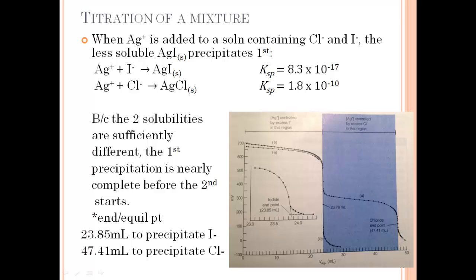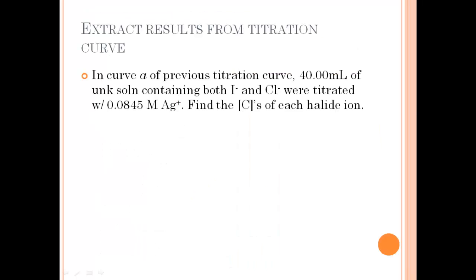Now, realize that for this to be useful, like I said, their Ksps have to be sort of different, because if they're really close to each other, that obviously is going to make it harder. Let's extract some results from this titration curve. In curve A of the previous titration, 40 mL of an unknown solution containing both iodide ion and chloride ion were titrated with 0.0845 molar silver ion. Find the concentrations of each halide. Of course, the halides are the iodine and the chlorine.